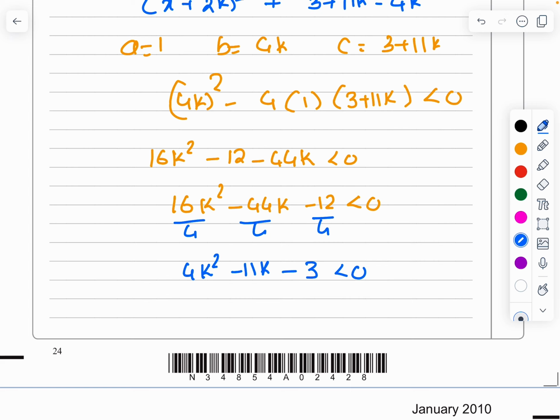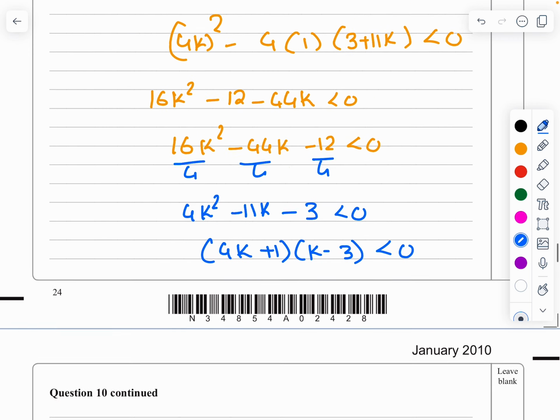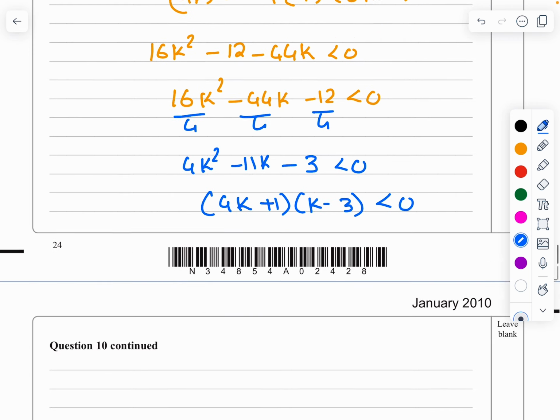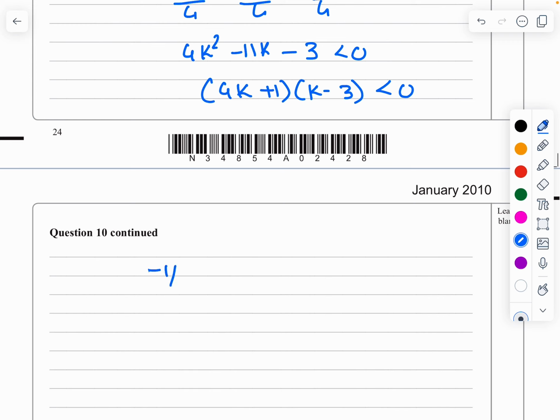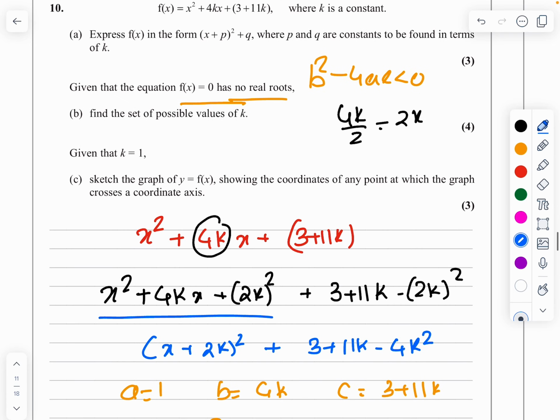So we have to factorize it out. When I factorize it out, minus 3. 4k plus 1 times k minus 3 is less than 0. So I get negative 1 upon 4 and 3. Whenever it is less than, lesser value on the left hand side, bigger value on the right hand side. Set of possible values of k.